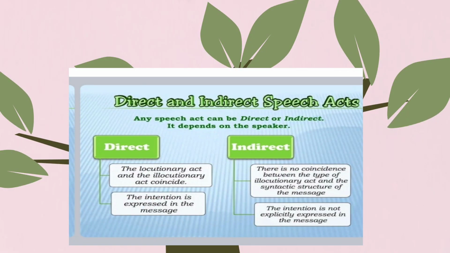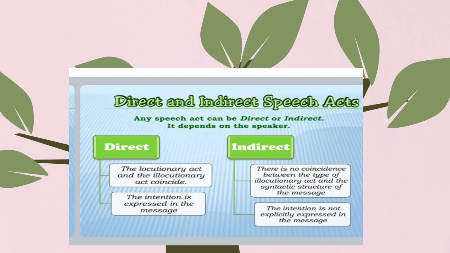So let's proceed with direct and indirect speech. In direct speech, the locutionary act and the illocutionary act coincide. The intention is expressed in the message. In indirect speech, there is no coincidence between the type of illocutionary act and the syntactic structure of the message. The intention is not explicitly expressed in the message.